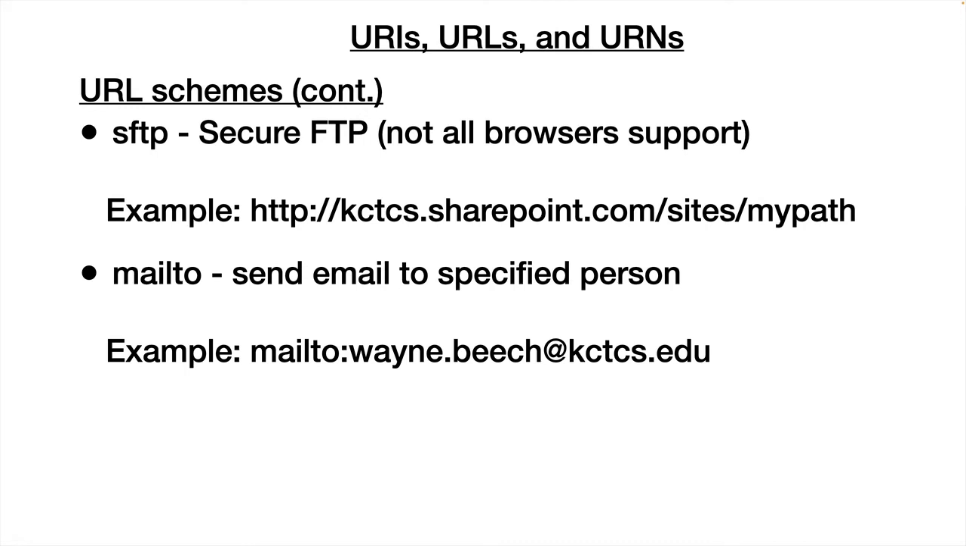Mail to will send an email to a specific person. So if I type mail to in the browser, like I have here, wayne.beach@kctcs.edu, or if that appears in a web page, it will highlight as a link. And if I go to that URL or I click on that URL, it's going to open up my mail client, whatever the default mail client is on the machine, and start an email with the to field already populated with wayne.beach@kctcs.edu.